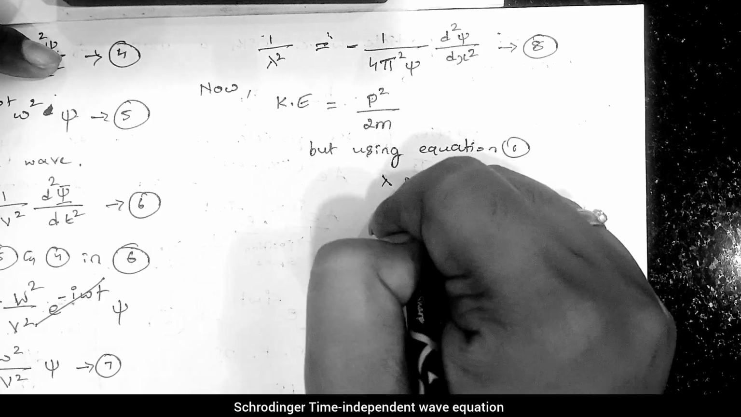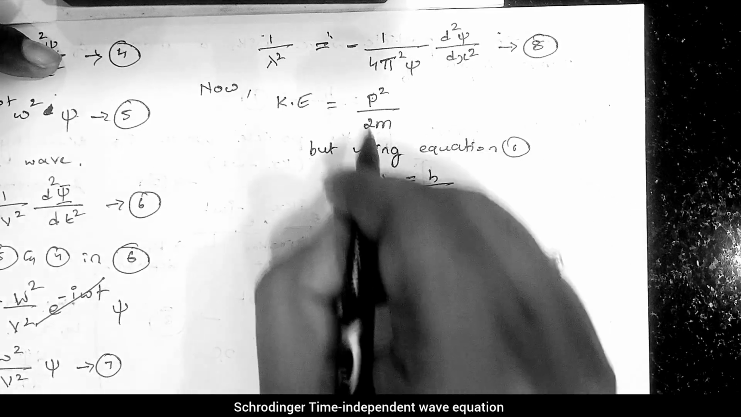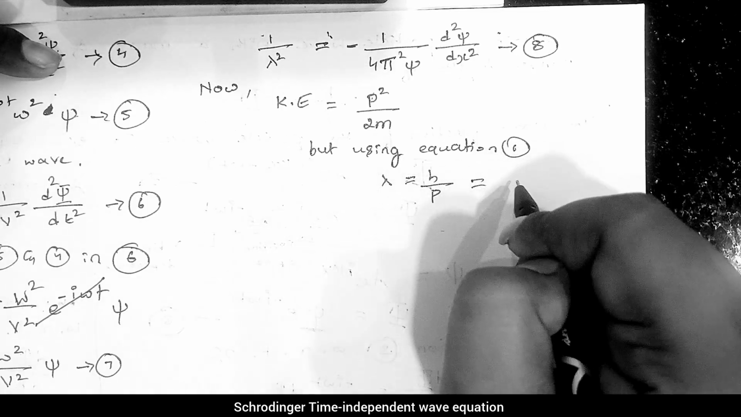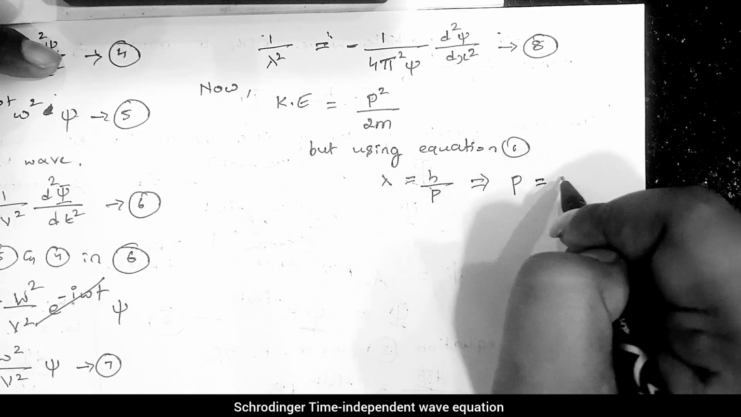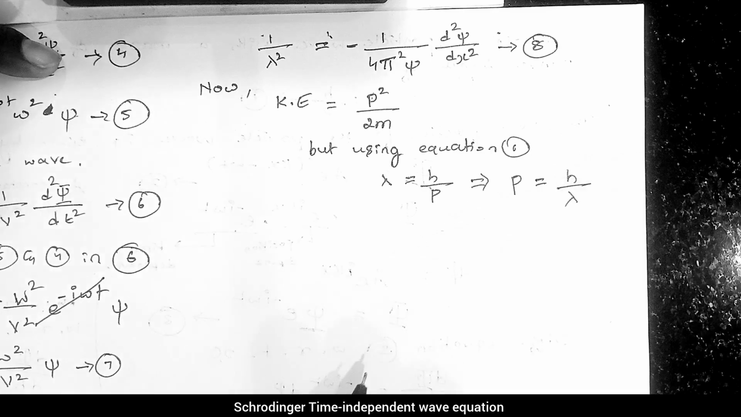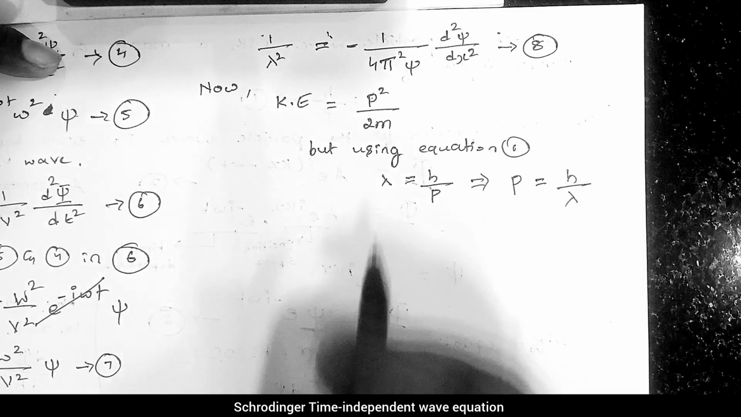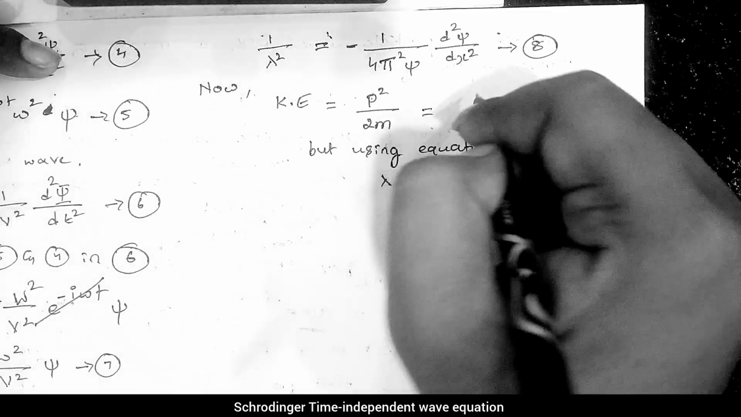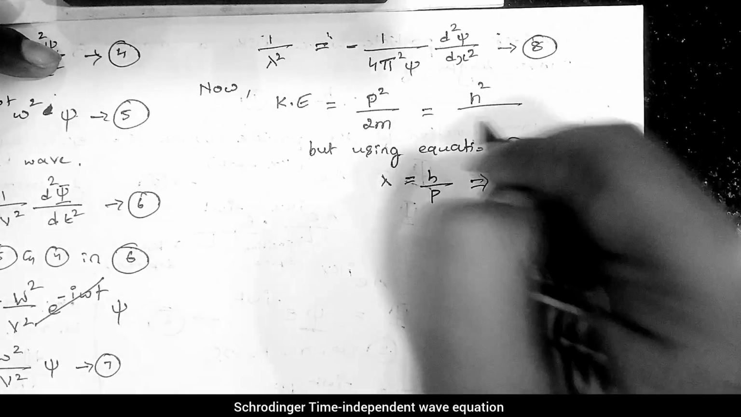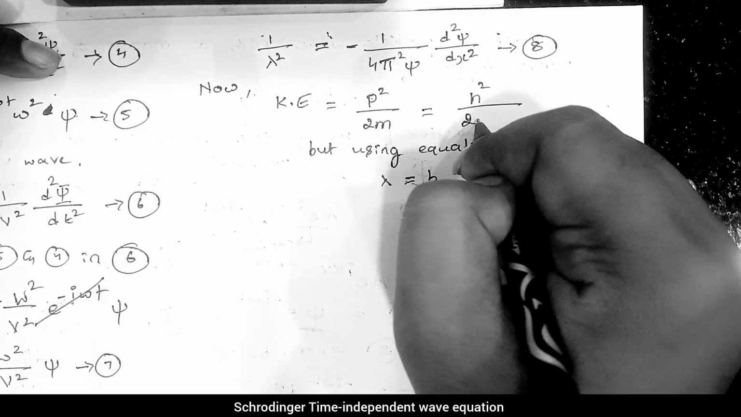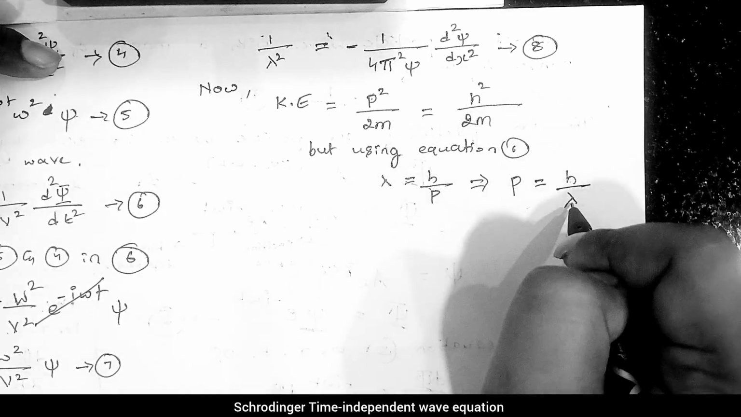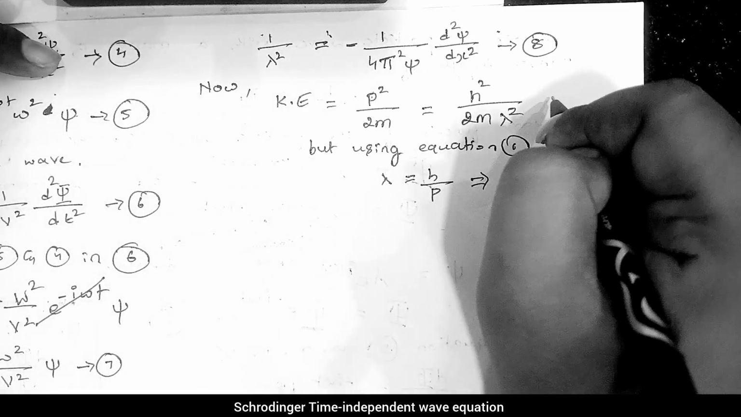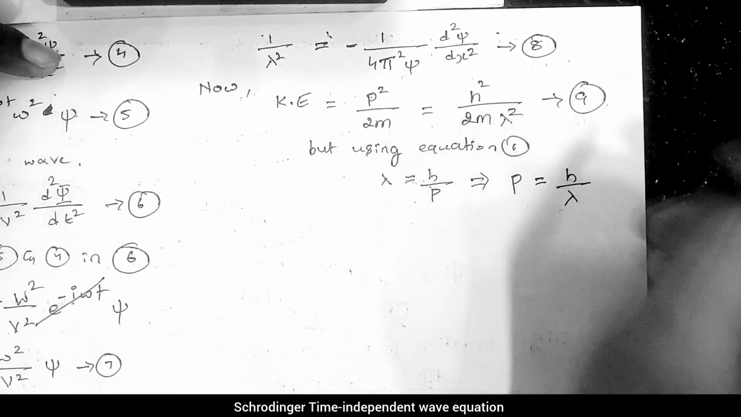You know that lambda is equal to h by p. So here I have a p value, I don't have another value. So I will rearrange this term as p is equal to h by lambda. Just I will be replacing in the kinetic energy equation, p will be replaced as h square divided by 2m lambda square. This equation, take it as equation number 9.